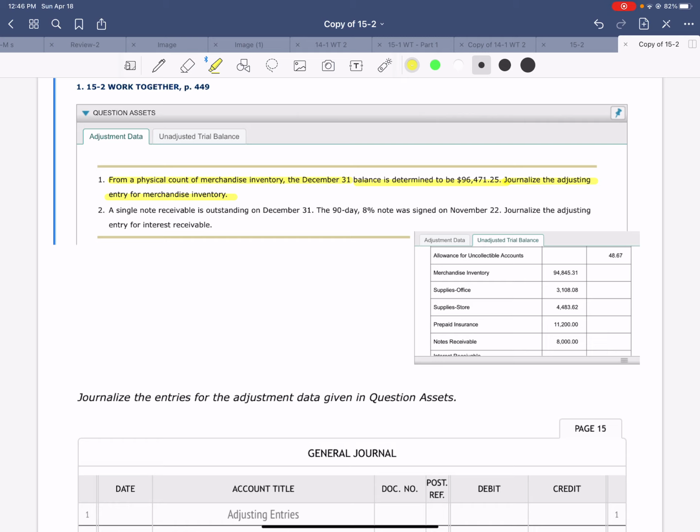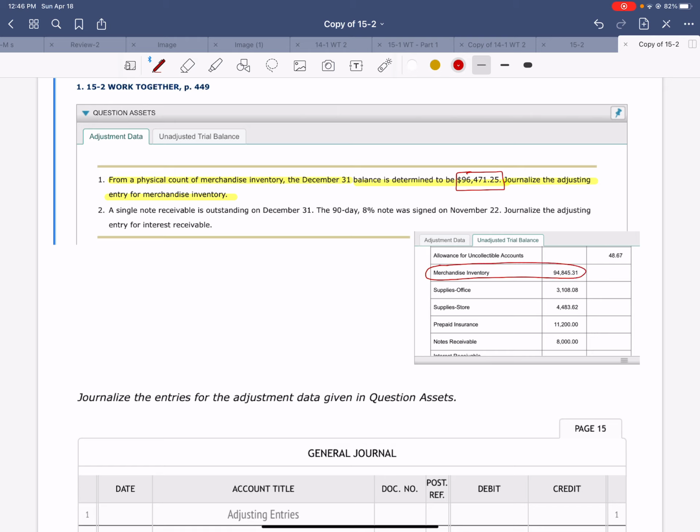Okay, you can see that this is the balance, the ending balance. Remember, for merchandise inventory during the fiscal period, when we purchase merchandise, we put it in our purchase account. When we sell merchandise, we put it in our sales account. So again, our merchandise inventory, we don't do anything with until we make an adjustment. You can see that right here from our adjusted trial balance.